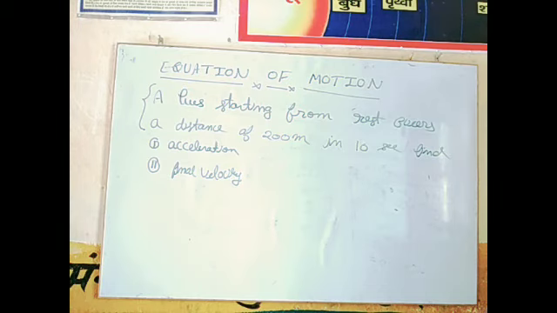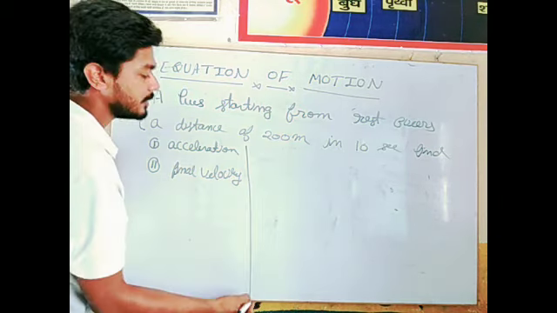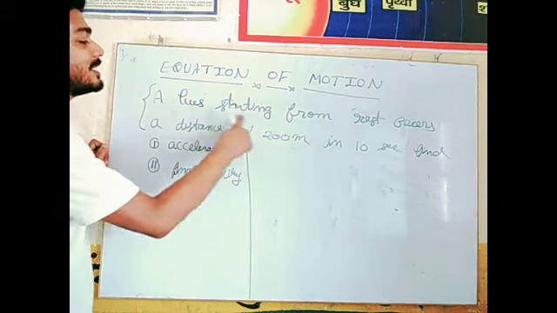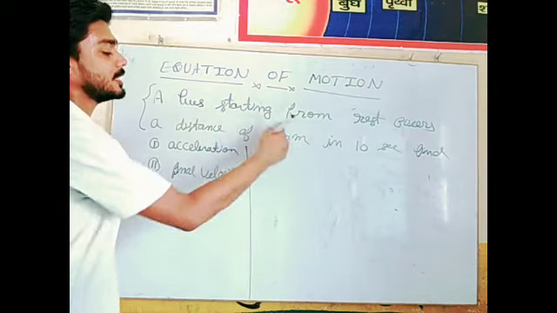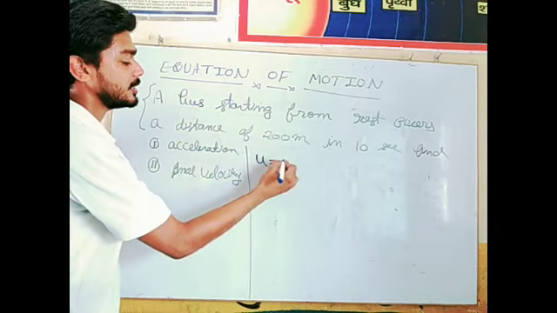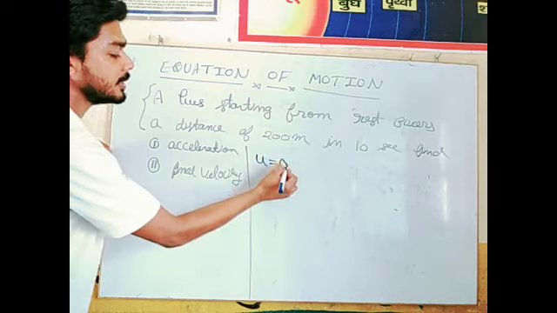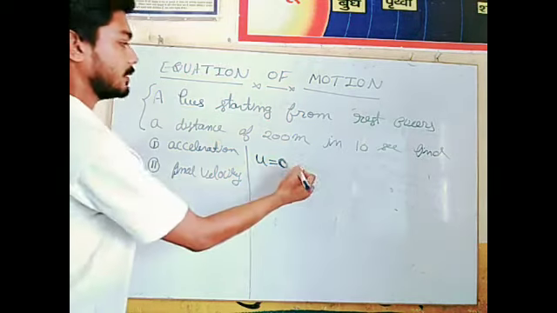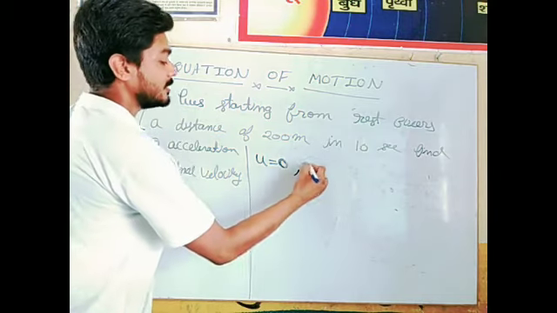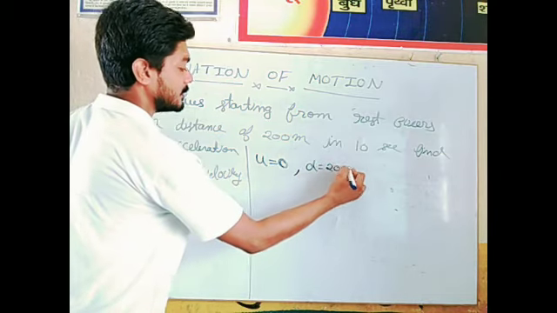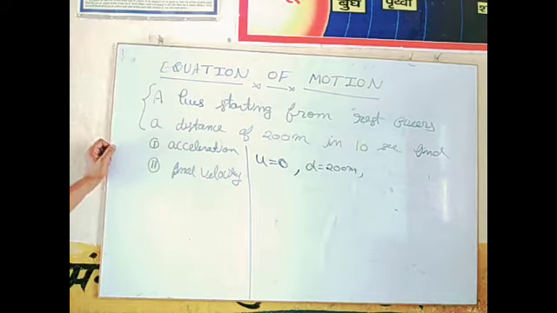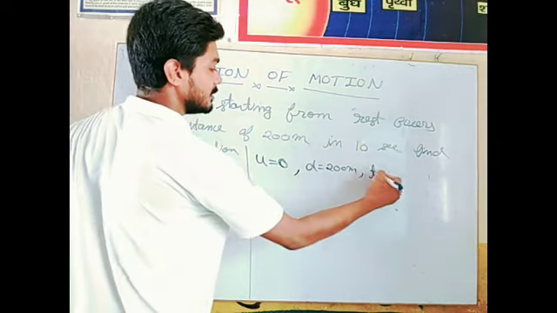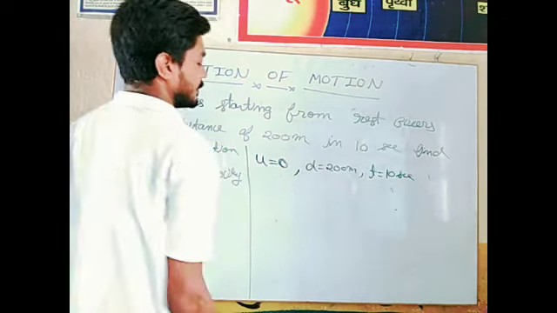First of all, we will write the given values. A bus is starting from rest, which means the initial velocity u will be 0. The distance covered is 200 meters and the time taken t is 10 seconds.